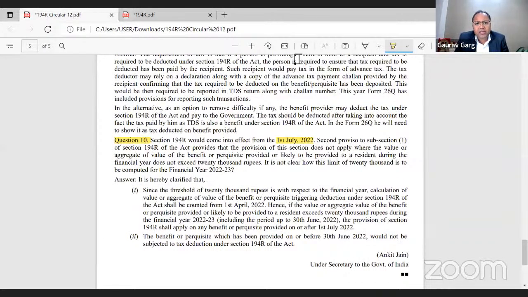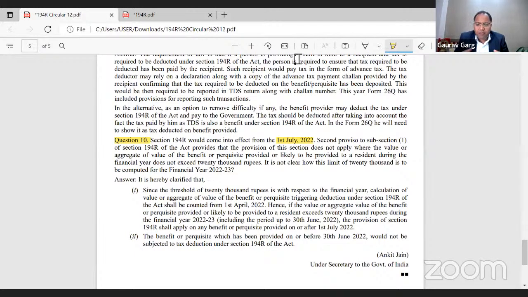Next example could be, let's say, till 1st July, you have already provided the benefit of 35,000. After 1st July, you have given the benefit of 10,000. So total benefit which you have given is 35 plus 10, 45,000. But the benefit which is given after 1st July is only 10,000. So TDS would be applicable on 10,000 and not on 35,000, because 35,000 is given pre 1st July 2022, when the provision of TDS was not applicable.